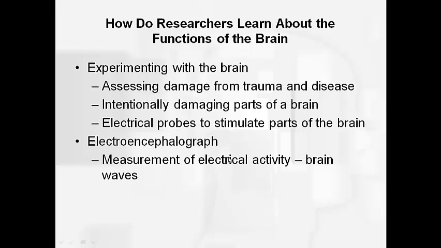This next portion of chapter 2 is going to focus on the brain, and one of the first questions that we can ask is how researchers have learned about the functions of the brain? And these findings about the brain occur in a number of different ways. First, of course, we can gather information from experimenting with the brain, like for example assessing damage from trauma and disease.